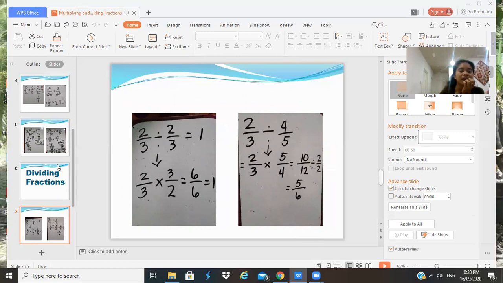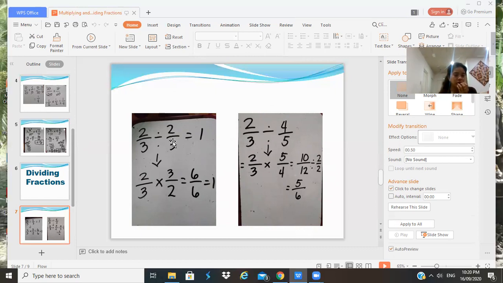I-copy na to dinhi ang kaning first nga fraction 2/3. So we have 2/3, then di ba that is division no. That is the division sign. So we are going to make that into multiplication. So i-times na to siya sa iyahang reciprocal. Reciprocal means baliktad niya nga fraction.